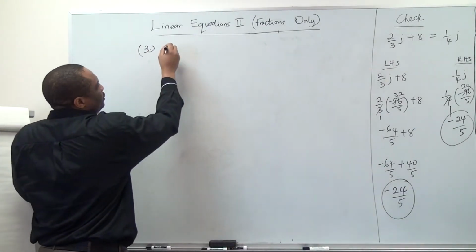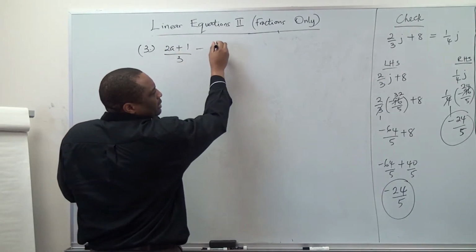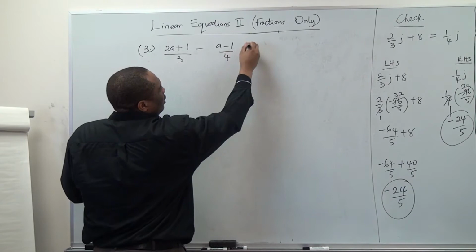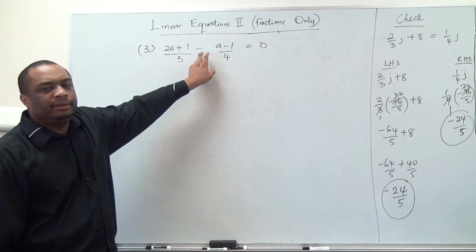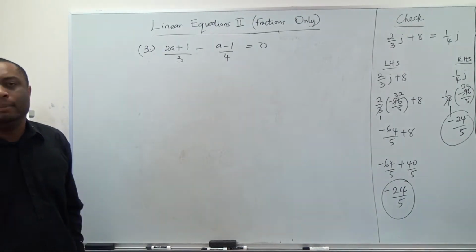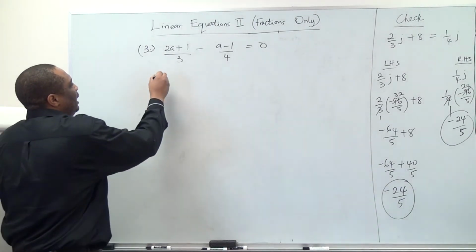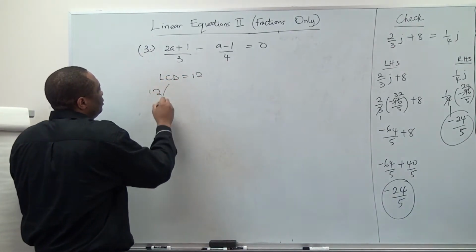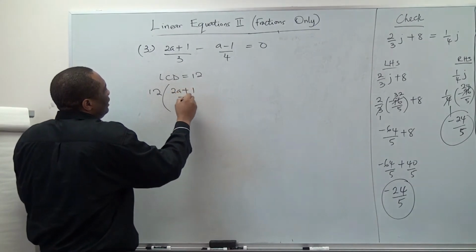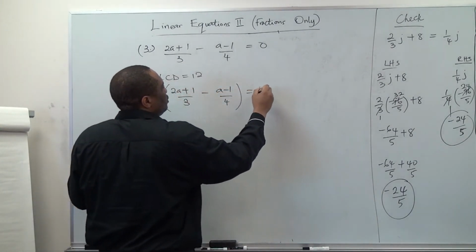We have (2a + 1)/3 - (a - 1)/4 = 0. Now you have to be careful because of this negative here, and we shall apply some distributive property. Now what's the LCD here? LCD here is 12. So we multiply 12 into (2a + 1)/3 - (a - 1)/4 equal to 12 times 0.